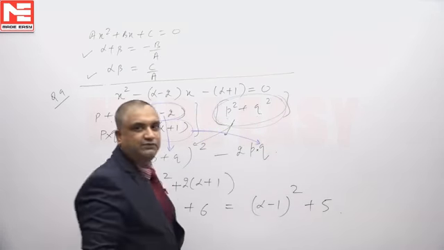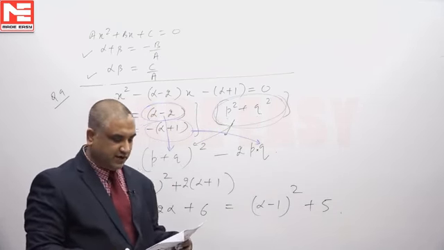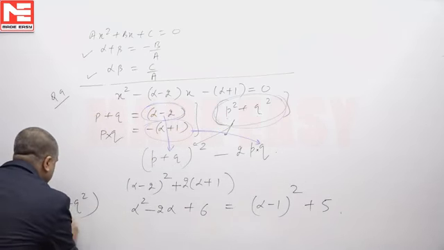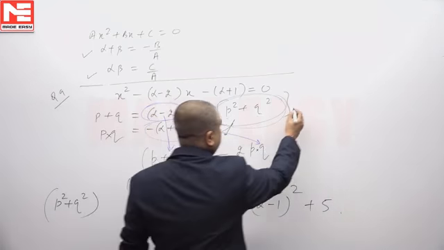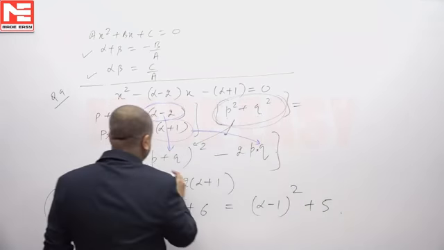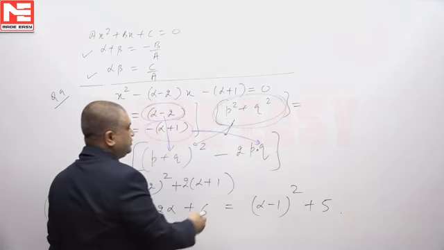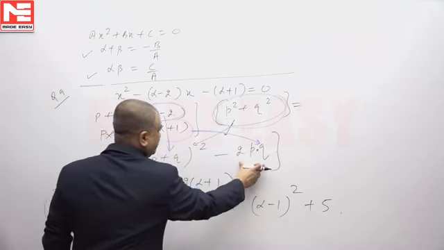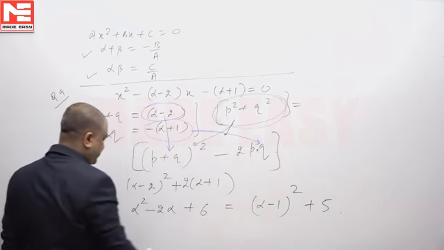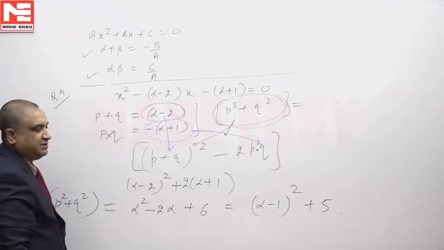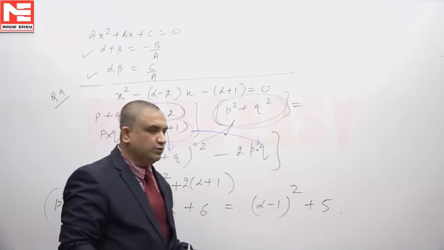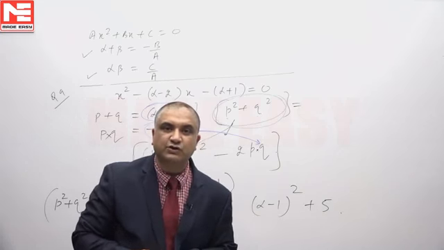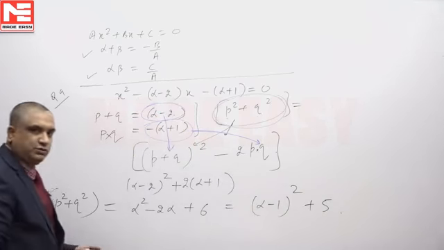This is (alpha minus 1) whole square plus 5. This is the value of p square plus q square. We have p square plus q square equal to (p plus q) whole square minus 2pq. P plus q we have and pq we have. Substituting the values, we get p square plus q square coming out to be (alpha minus 1) whole square plus 5. Now he is asking what is the minimum value of p square plus q square.